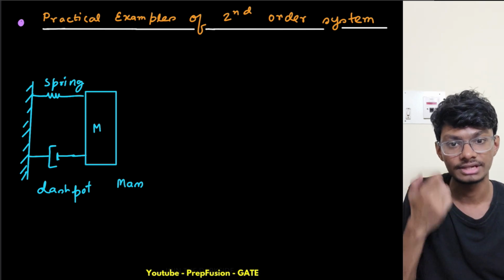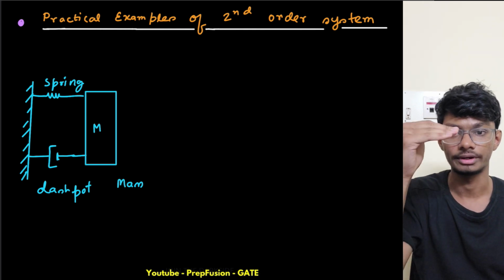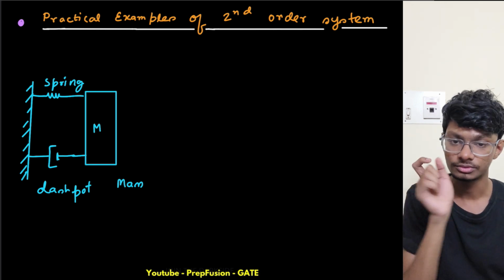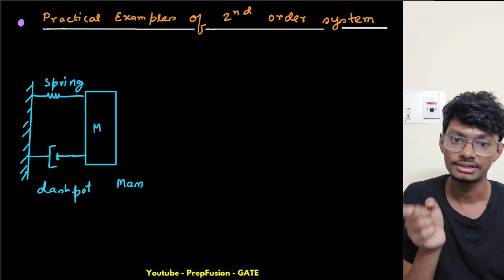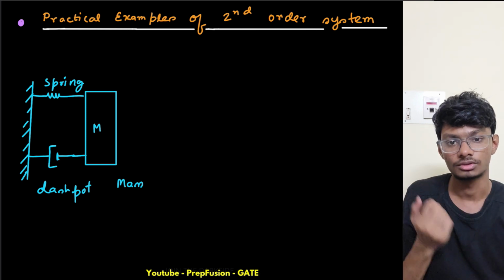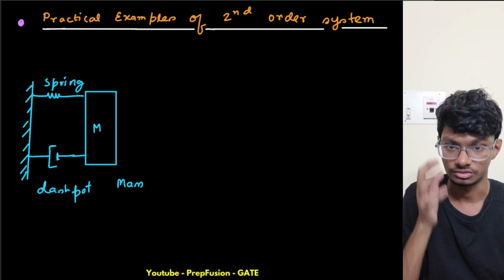Now if I increase the damping, then the difference between the actual output and the desired point won't oscillate too much. Oscillations will reduce. So that is the main purpose of damping. The main purpose of damping is to reduce oscillations.